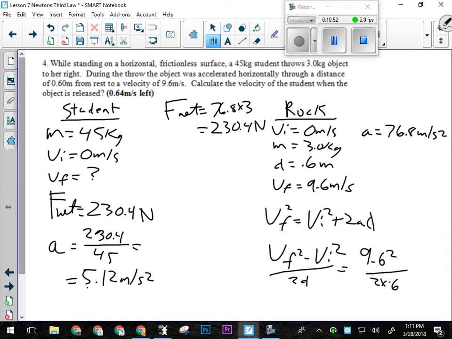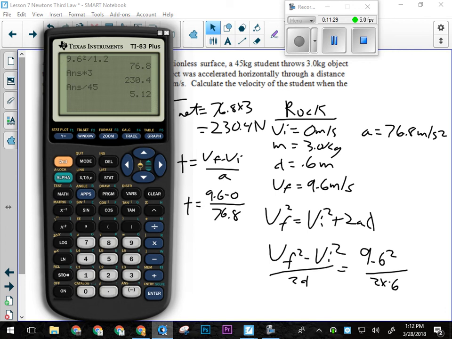Now that I know the acceleration and the initial velocity, I still can't calculate VF. But we said there was one other thing other than force that the rock and the student have in common, and it is time. I can calculate time with the information I have over here using our old Science 10 formula. Because I just calculated A, now I'm going to use it to get T. So time equals 9.6 minus 0 over 76.8. I think we get like 0.110 or something like that.